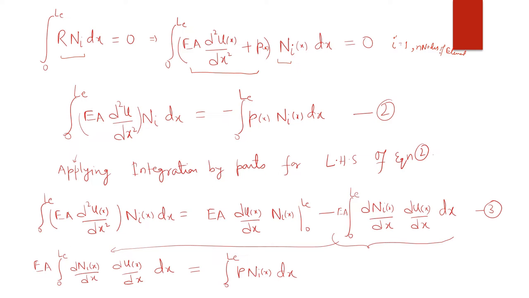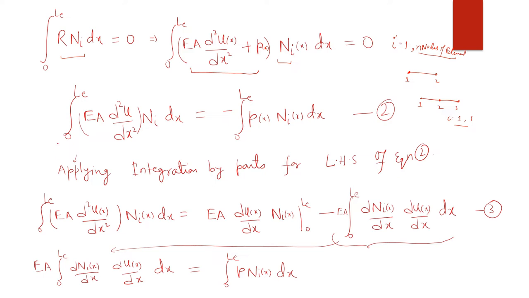Okay, i goes up to the number of nodes of the element, not global, sorry, the nodes of the element. If it is a two noded linear element, with node 1 and node 2, then i would be 1 and 2. And if it is a cubic or quadratic, 3 noded element, then i would vary from 1 to 3, and so on. Okay, so it would have the 3 equations.